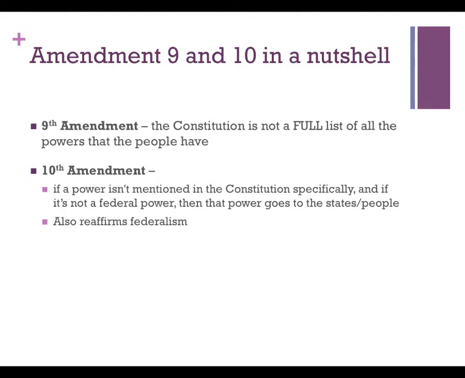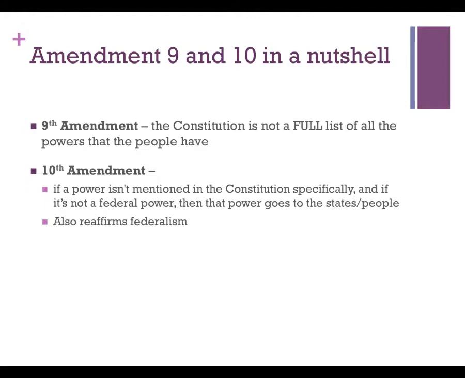Basically, it states that the Constitution is not an exhaustive or full list of all the rights that people have, right? For instance, without the Ninth Amendment, the federal government or the state government could technically say, well, listen, individual citizen, it's not written explicitly in the Constitution that you have the right to X or the right to Y, so therefore you don't have it. But that's not the case, right? The Ninth Amendment says we have more rights than are listed in the Constitution. It is not a full list.